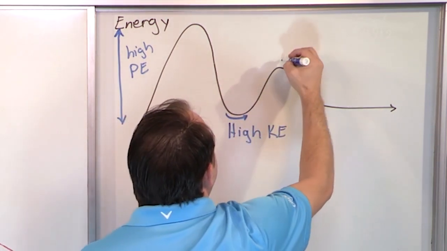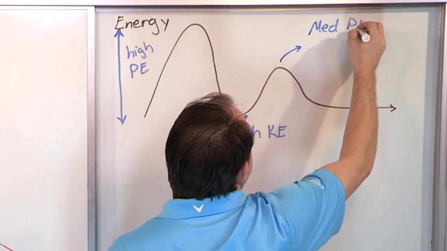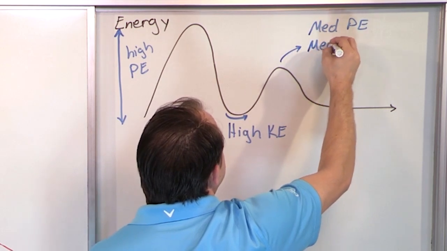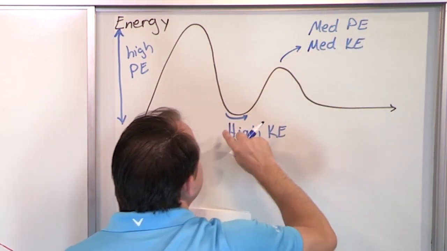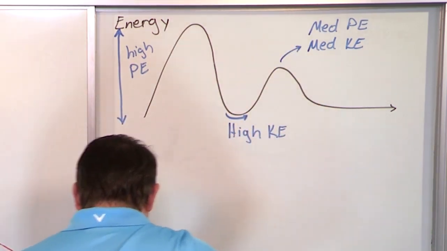And then here, over at this part, what do you have? Well, you have medium potential energy, because you are a little higher off the ground, but not as high as here. And you have medium kinetic energy, because you're not going quite as fast as you were down here. You bleed off some of the speed.